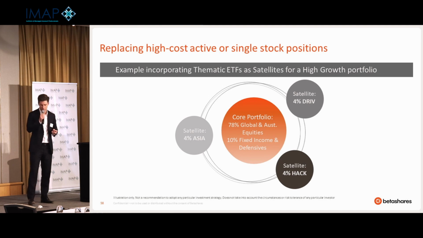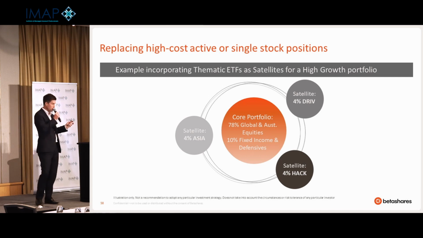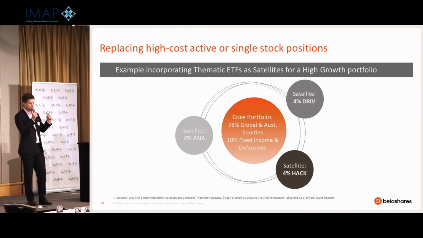The good thing about thematics is that they're, generally speaking, lowly correlated to the core, but they have higher volatility as individual funds. So this is sort of interesting. When we look at blending thematic funds into a core with that lower correlation but higher volatility, we can actually see beneficial outcomes in terms of risk-adjusted returns, provided we don't make those thematic funds too big.